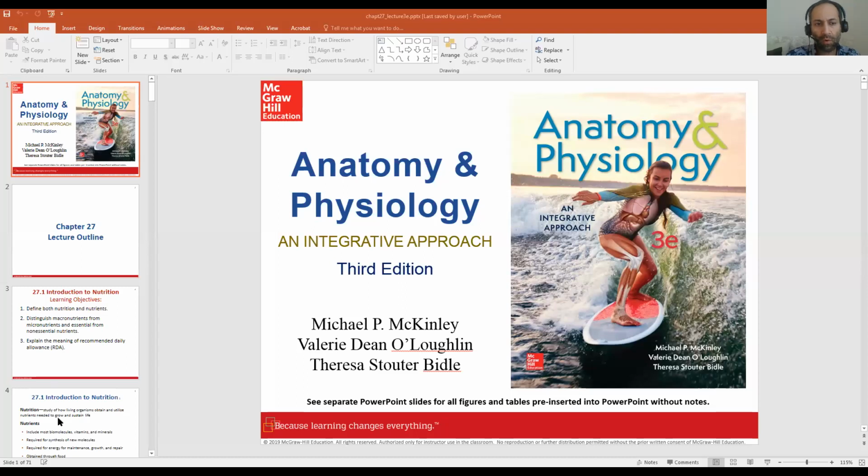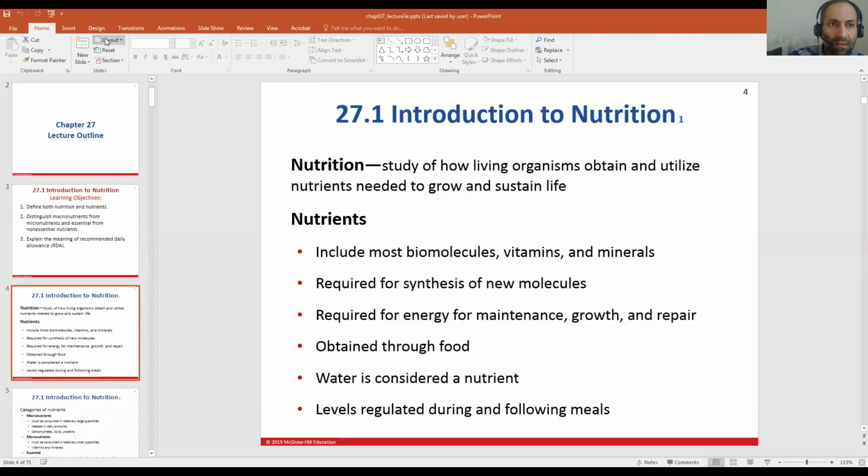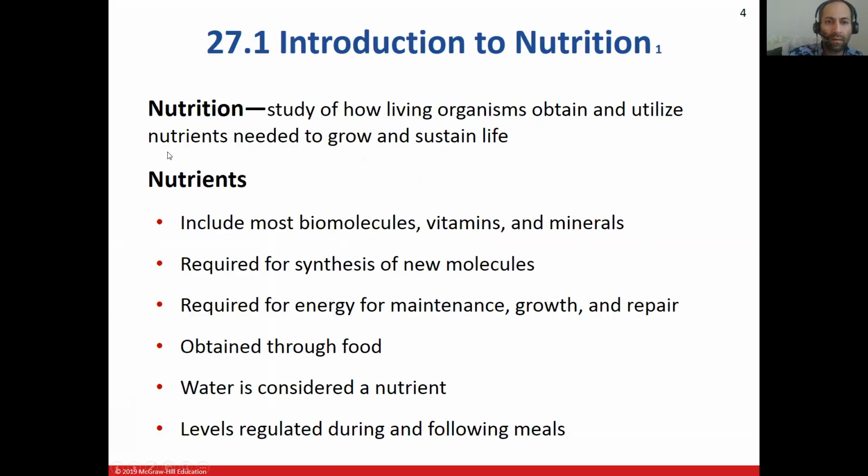with chapter 26. And so let's go ahead and start with our next chapter here, which is chapter 27. And that has to do with nutrition and metabolism. So let's take a look at that. So nutrition, of course, is the science of how nutrients are obtained and how they sustain life, right?